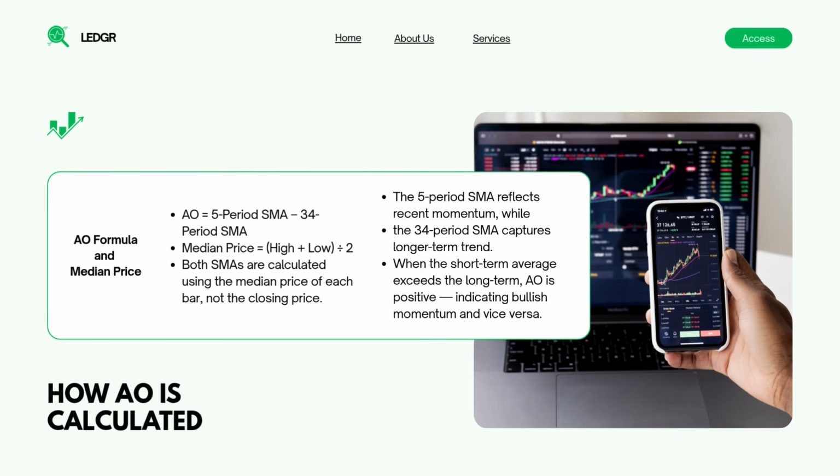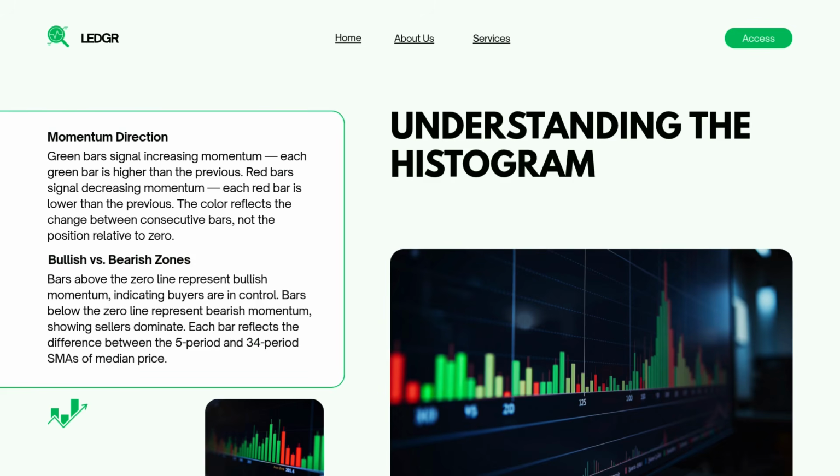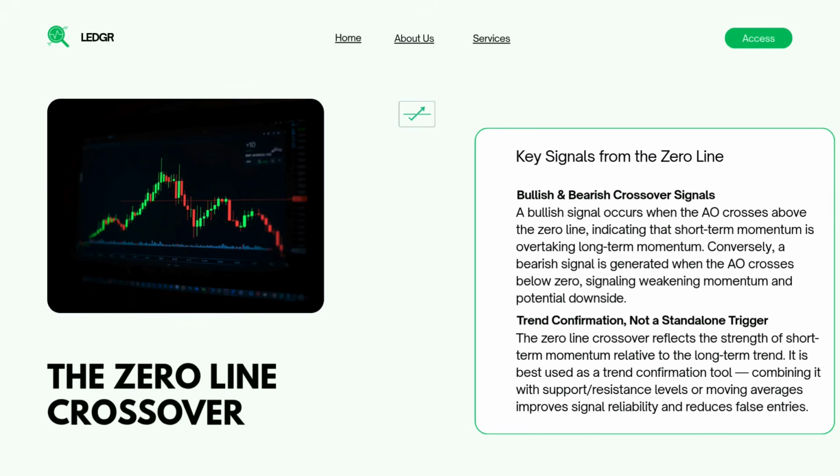The Awesome Oscillator compares simple moving averages calculated from the median price. AO equals 5 period SMA minus 34 period SMA, based on median price. Median price equals high plus low divided by 2. Median price is simply the average of the high and low of each trading period. The 5 period simple moving average is calculated and then compared against a 34 period simple moving average, and the difference between these two moving averages forms the AO value. This calculation allows traders to assess whether short-term momentum is stronger or weaker than the long-term.